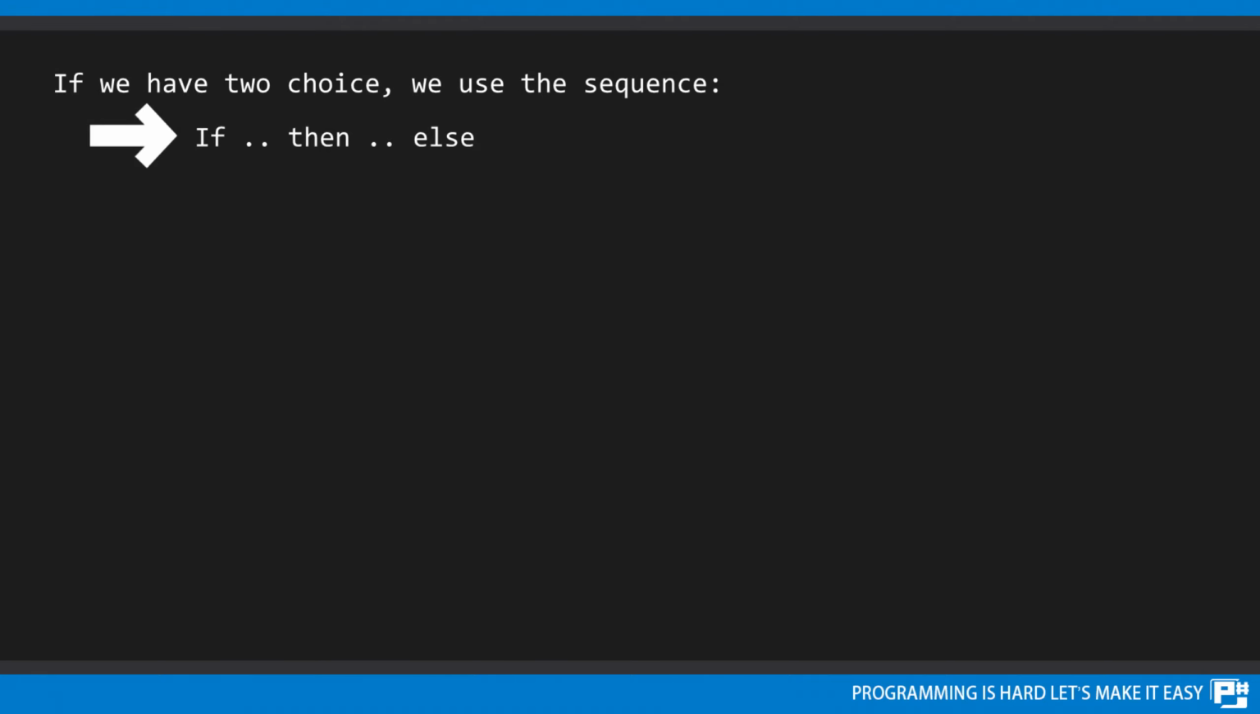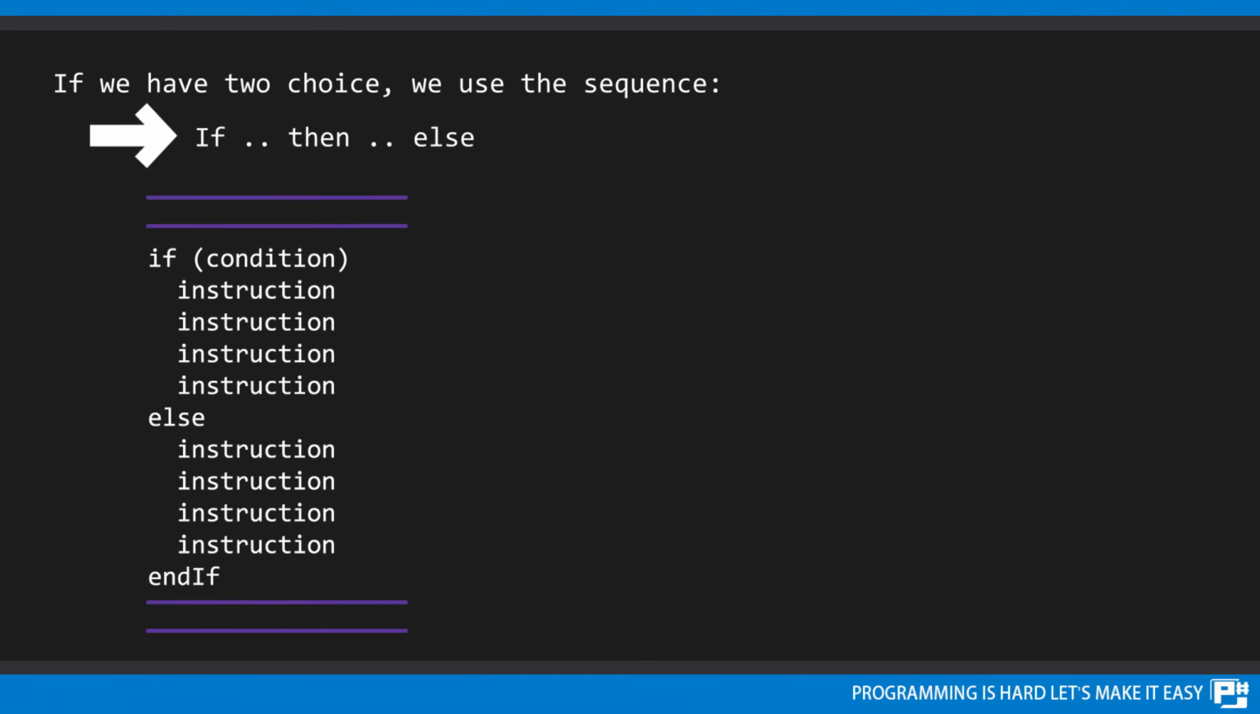The next conditional sequence we're going to take a look at is the if-else statement. This is used when you need to choose or decide between which of two possible sets of instructions to execute. It has a condition and two series of instructions to follow. If the condition is true, only the first set of instructions are executed.